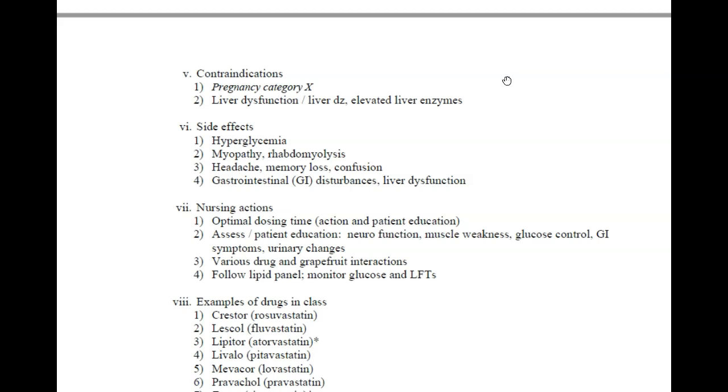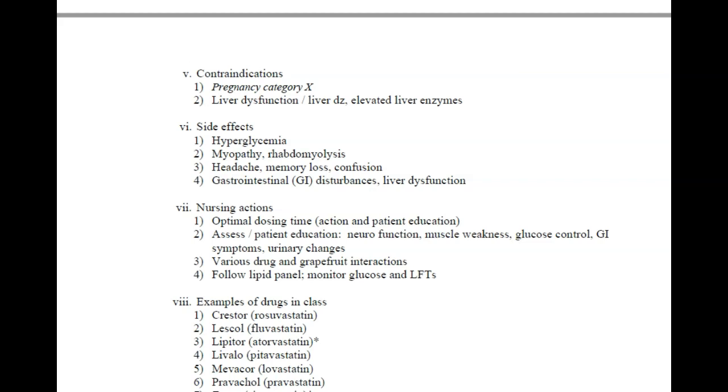Another contraindication for statins is liver dysfunction or liver disease with elevated liver enzymes. The reason for that is statins can make that worse if you have a patient whose liver function is already not great, or basically their liver is failing. This is definitely contraindicated for those kinds of patients.